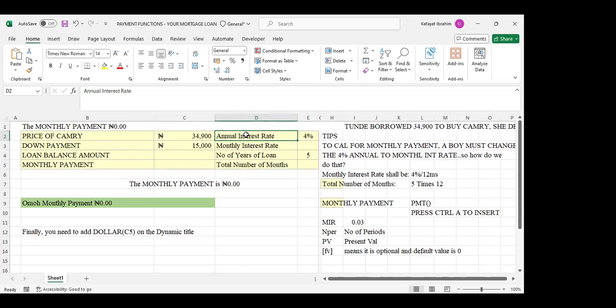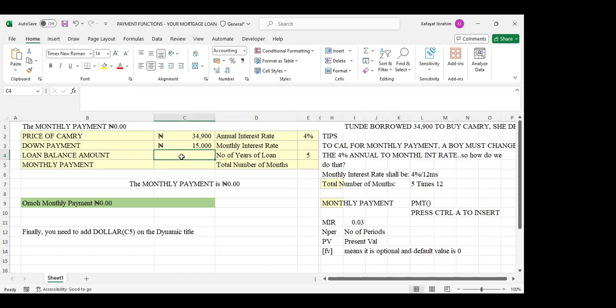Let's see how much Mr. Tunde is going to be paying based on this rate that was given to him, and based on the number of years too, right? Now let's see how this works. Now let's first get the loan balance, right? Let's first get the loan balance. So click on your C4, apply to your C4. Let's get the loan balance. So what will be the loan balance?